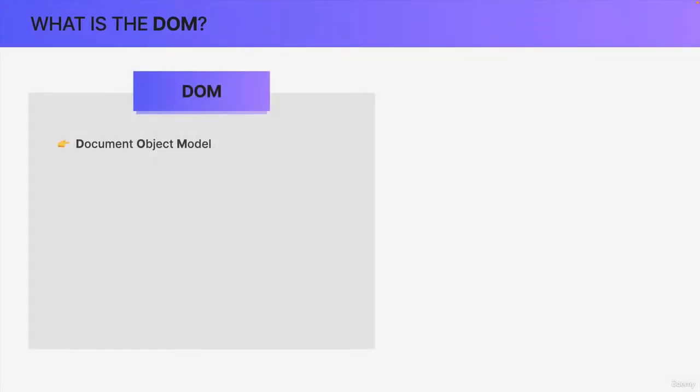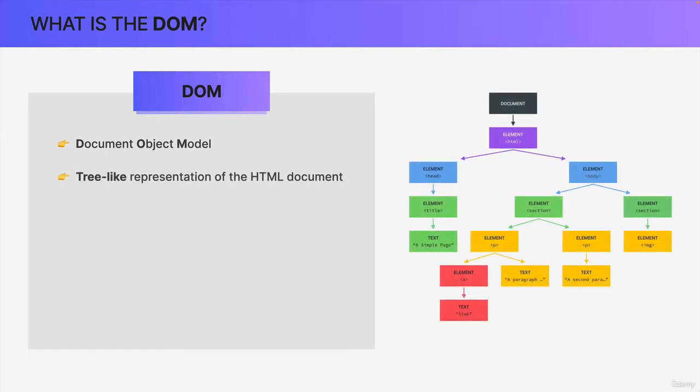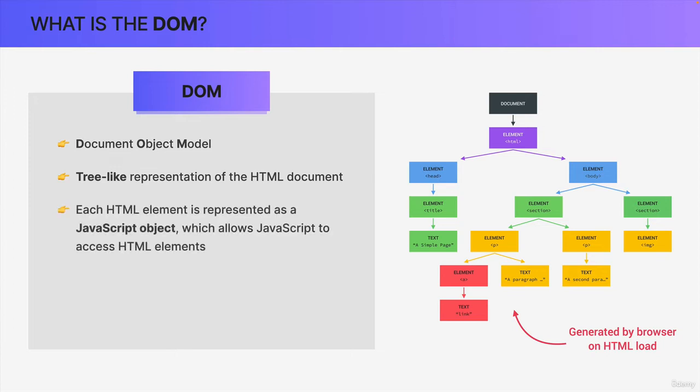So first of all, DOM stands for Document Object Model. And essentially, the DOM is a tree-like representation of the entire HTML document that looks something like this, and which is automatically generated by the browser when the HTML is first loaded. Now, in this structure, each HTML element is represented by a JavaScript object, which allows us developers to access all HTML elements using JavaScript, because objects is what JavaScript understands.